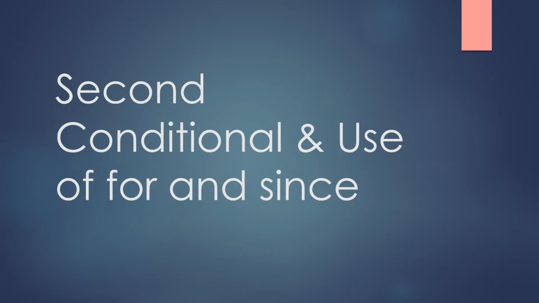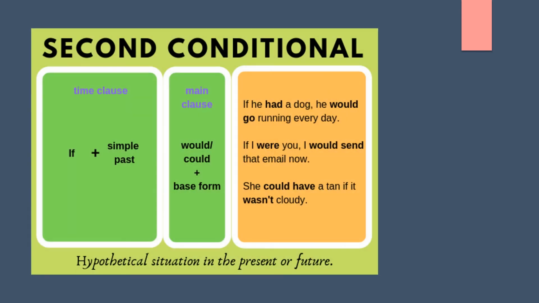Now that you already studied the first conditional, it's time to study the second one. Second conditional, and also we are going to see the use of for and since. What is the difference between them and how to use them. Let's begin with the second conditional.